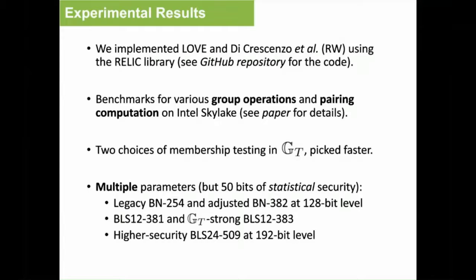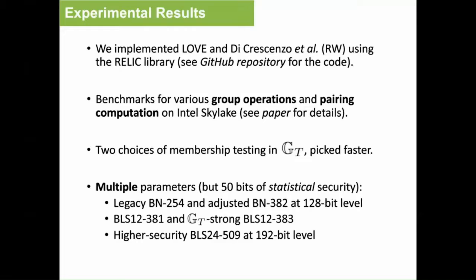For our experimental evaluation, we have implemented LOAF and the protocol by Decrescenzo et al. as related work. These were implemented using the Relic library, and the code is already available in the corresponding repository on GitHub. We benchmarked group operations in all pairing groups, G1, G2, and GT, such as the scalar multiplications and exponentiations, using both full-length exponents and shorter ones to capture the different situations that arise in the protocols. We also benchmarked the cost of computing a pairing locally to serve as a baseline.